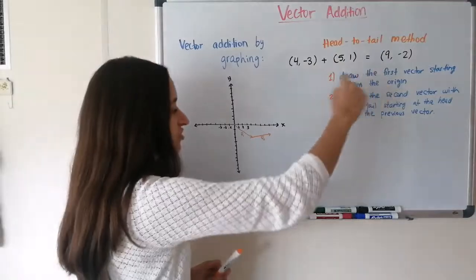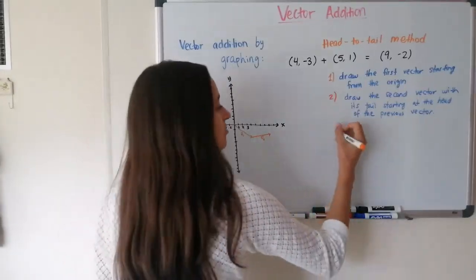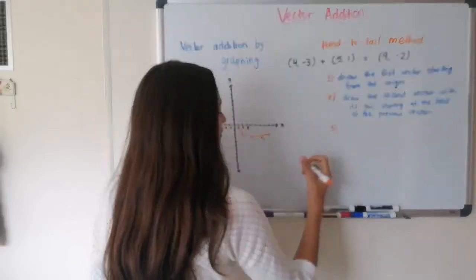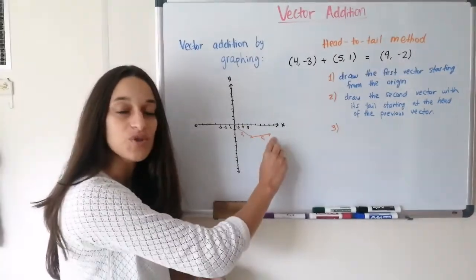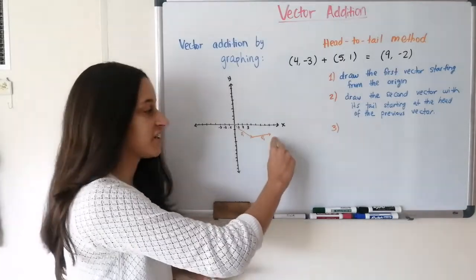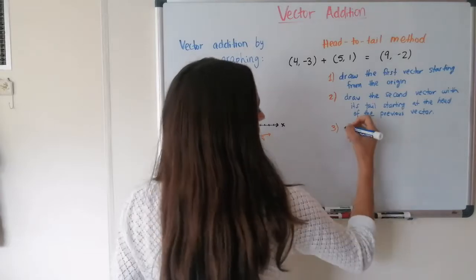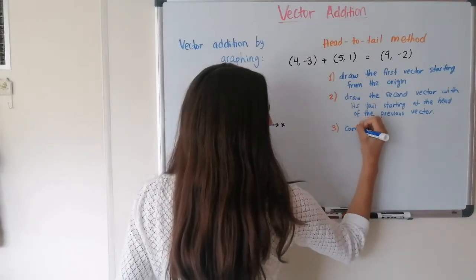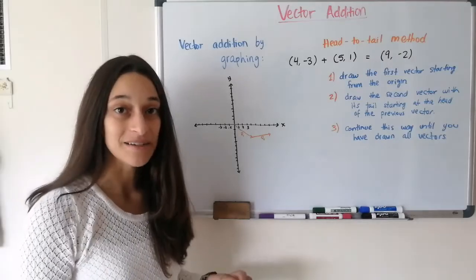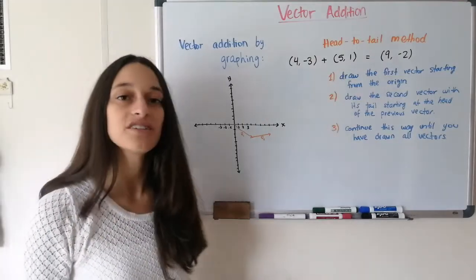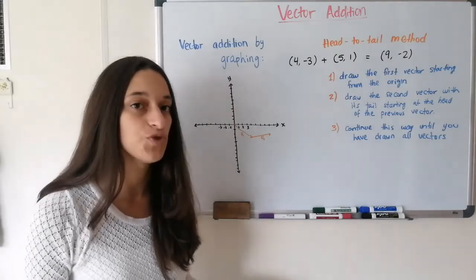If we had more vectors, and we might do an example with more vectors, then we continue this step for every single vector that we have. If we had to add another vector, we would start here as if this was our new origin and draw the vector starting there. So continue this way until you've drawn all vectors. And the last step, because we already drew all the vectors, is finally to find the resultant vector, or the sum of the two vectors.